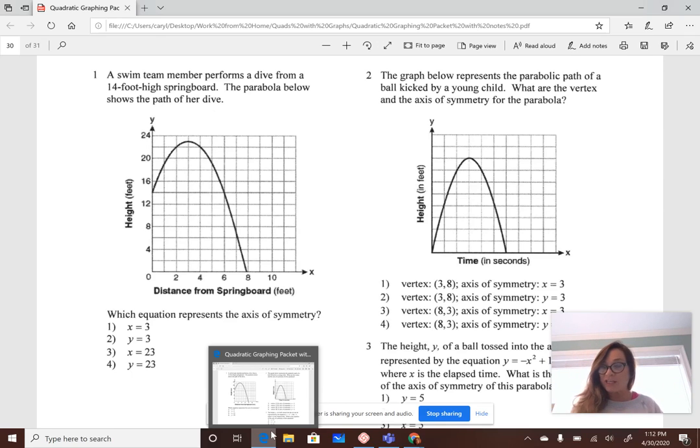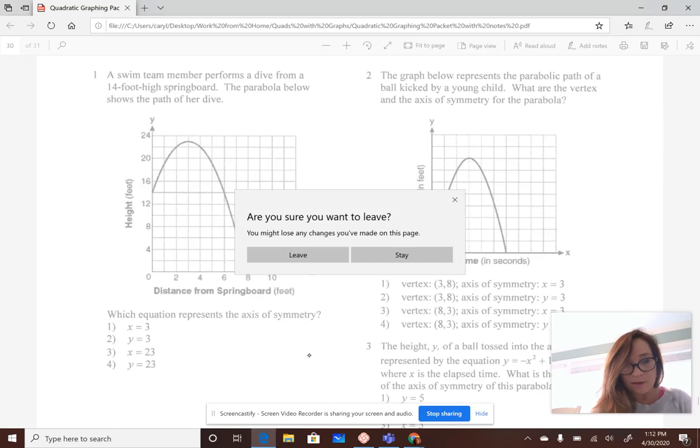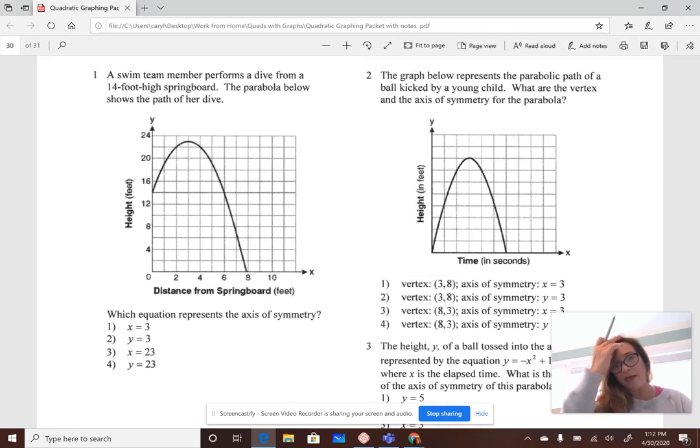All right. So congratulations. Last two pages of the packet. All right, so here we go. I know you don't want to hear me dance, you don't want to see me, but here we go.